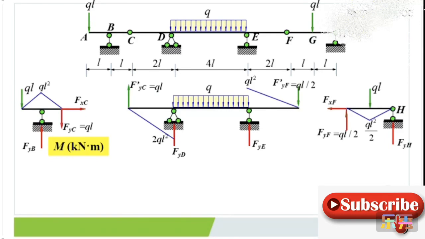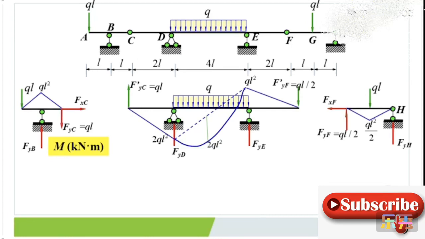The bending moment of the DE part could be constructed by the superposition method. We connect these two section M values directly by a dashed line and superimpose a parabola because there is uniformly distributed load Q acting on this part. The ordinate here is Q times 4L squared over 8, so that's 2QL squared.